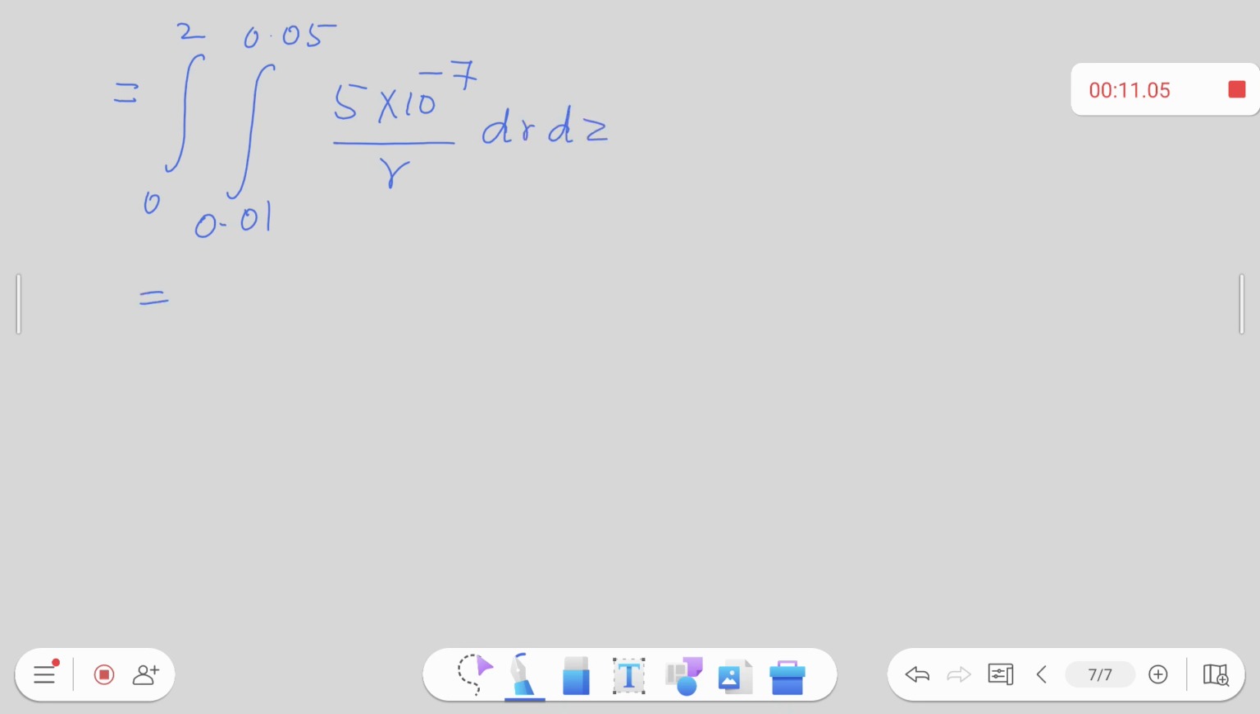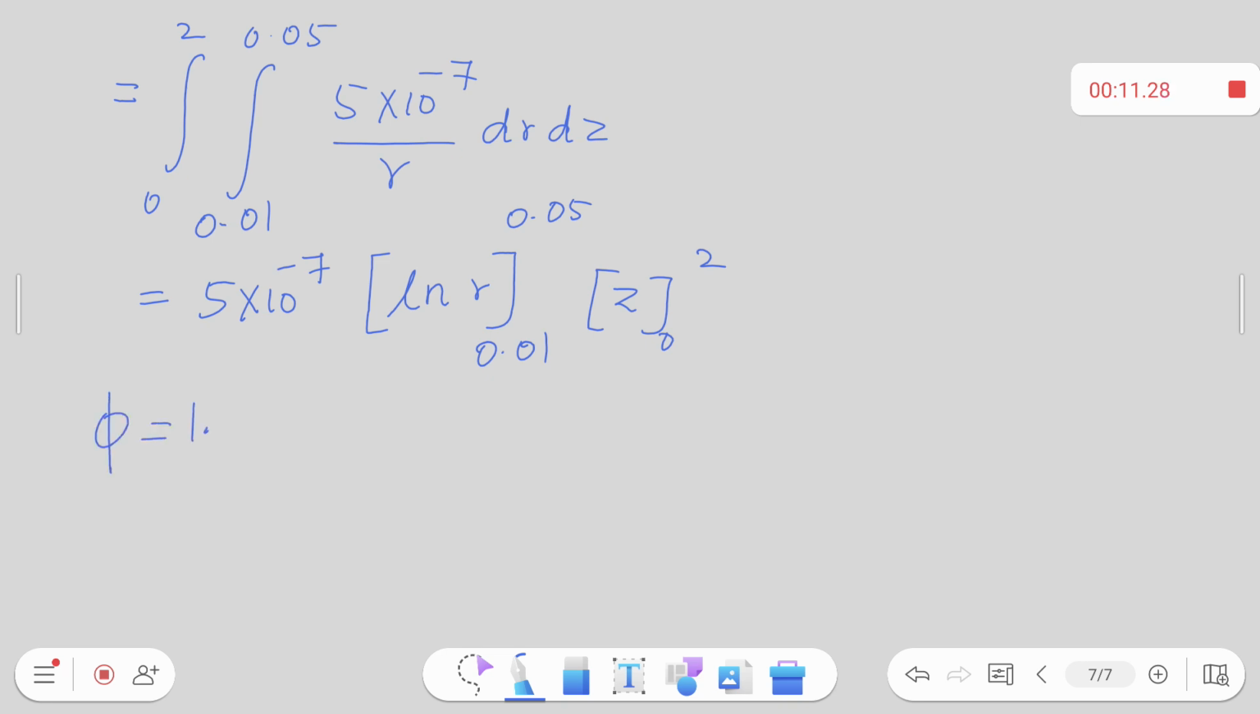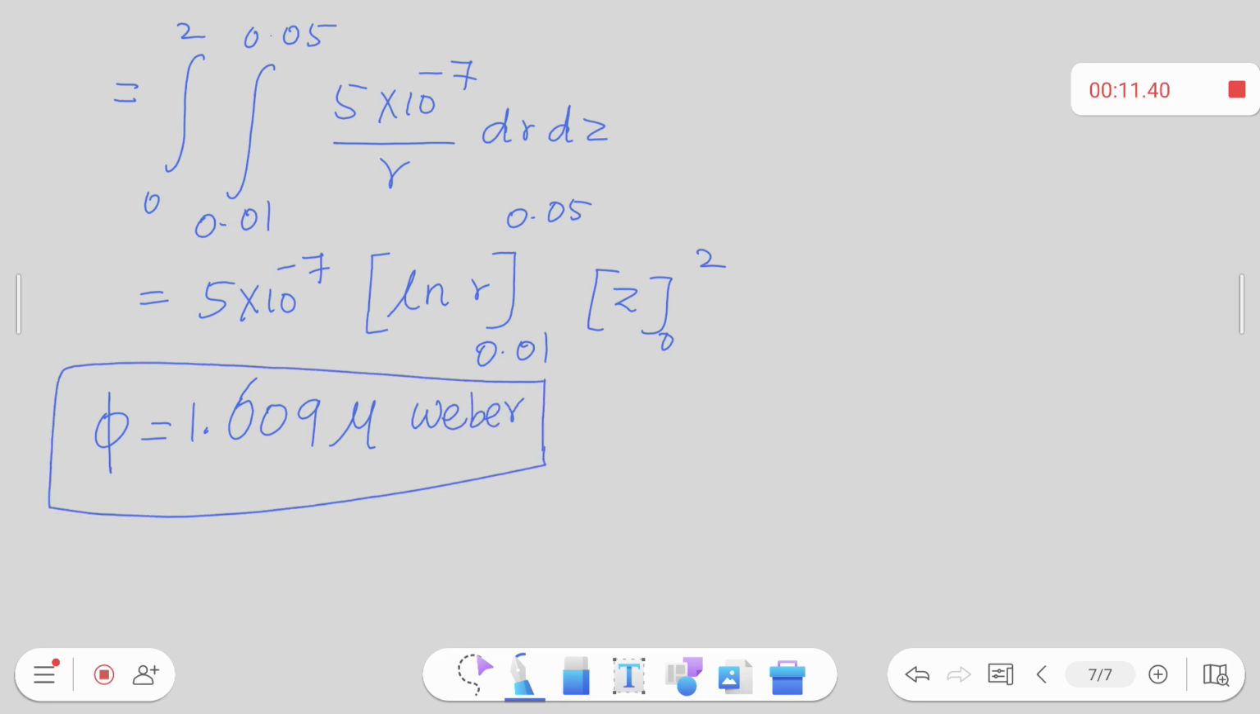If I integrate this, 5 into 10 power minus 7 is a constant. We know the integration of 1 by r is ln r, and the integration of dz is z. If I substitute and simplify, the total flux will be 1.609 Weber. So this is my total flux passing through the given surface.